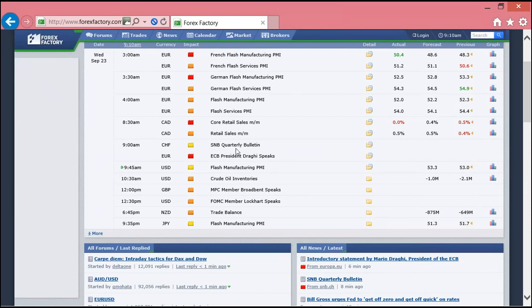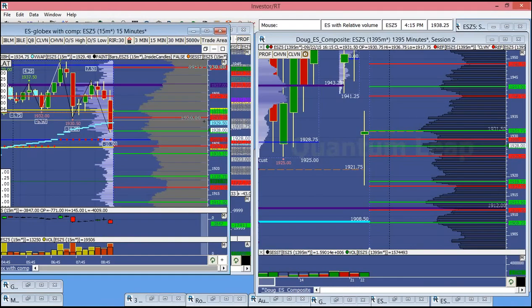We've got Draghi speaking right now, which is on right now, and then 9:45 we've got flash manufacturing, and then we got crude, and later this afternoon Lockhart speaks. Man, this guy likes to talk a lot, doesn't he? And then nothing else other than that. So that's going to complete the pre-market session.